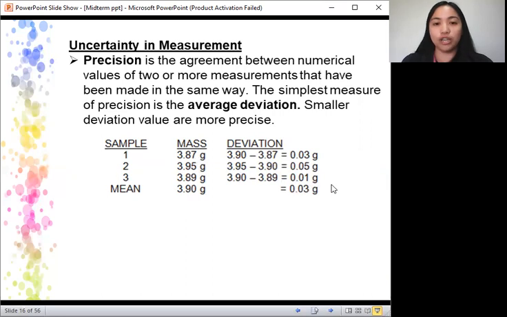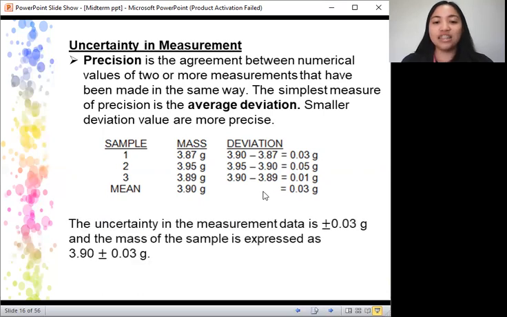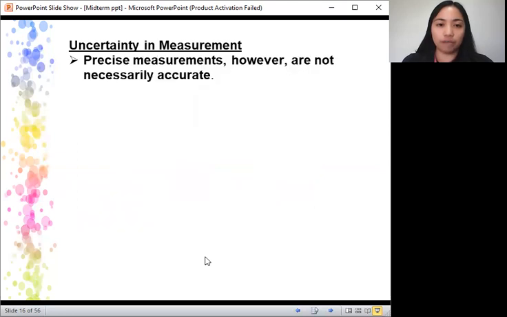But if the division value here is bigger compared to your other data, then you are less precise. So the uncertainty in the measurement data is plus minus 0.03 grams, and the mass of the sample is expressed as 3.90 plus minus 0.03 grams. So precise measurements, however, are not necessarily accurate.